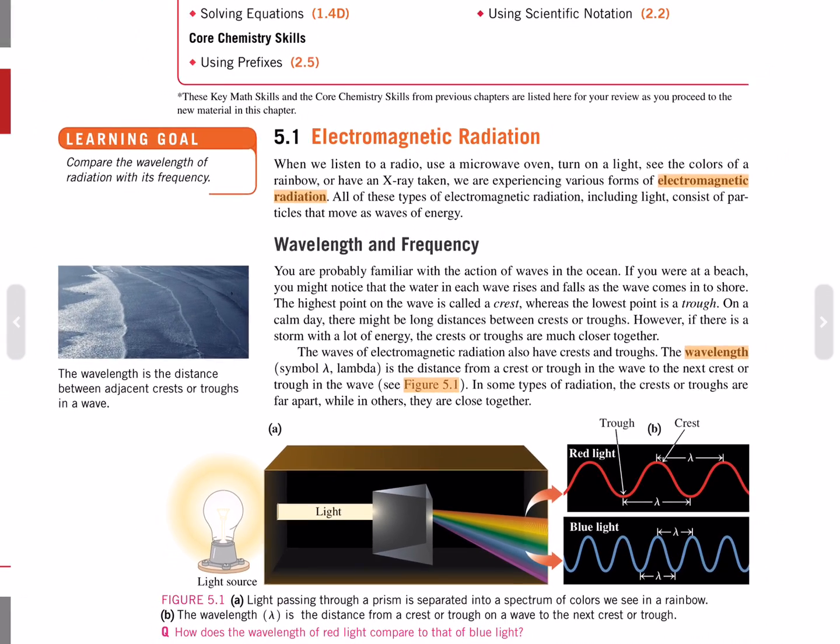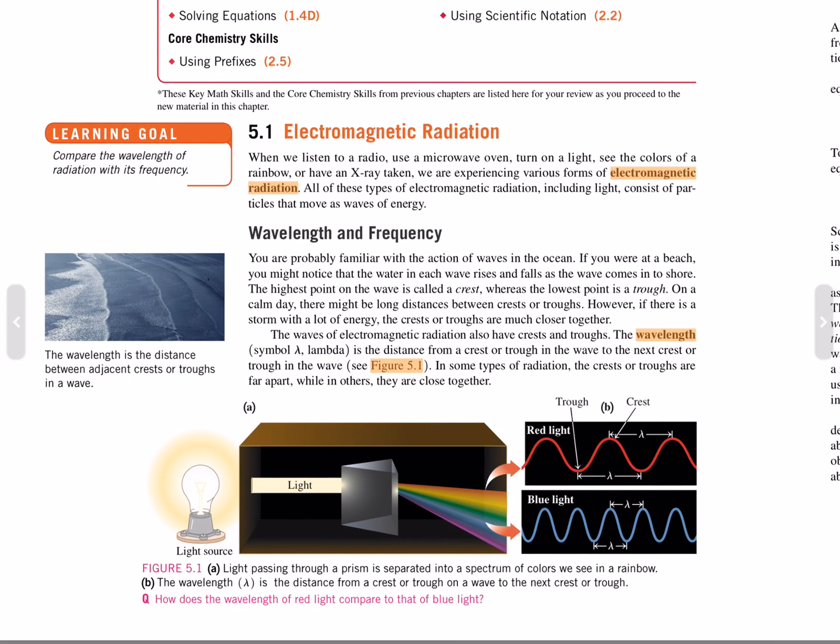Wavelength and frequency. You're probably familiar with the actions of a wave in the ocean. If you're at the beach, you might notice that the water of each wave rises and falls as the wave comes to the shore. The highest point on the wave is called the crest, while the lowest point is called a trough. On a calm day, there might be long distances between crests and troughs. However, if there is a storm with lots of energy, the crests and troughs might be much closer together.